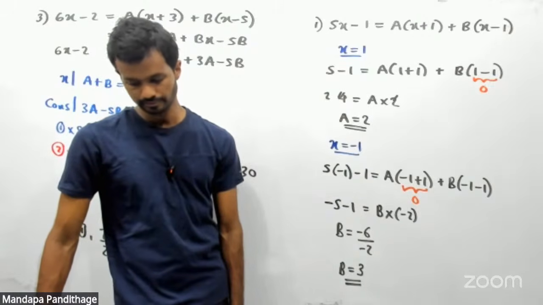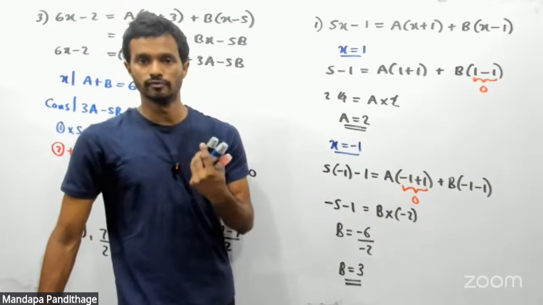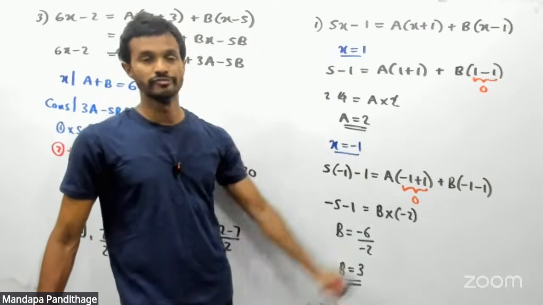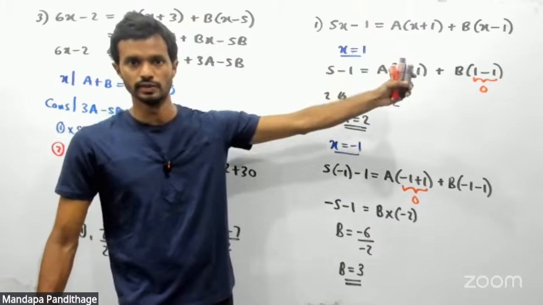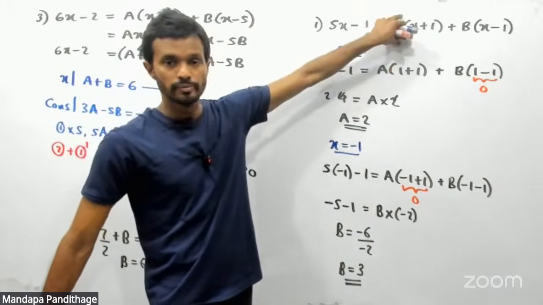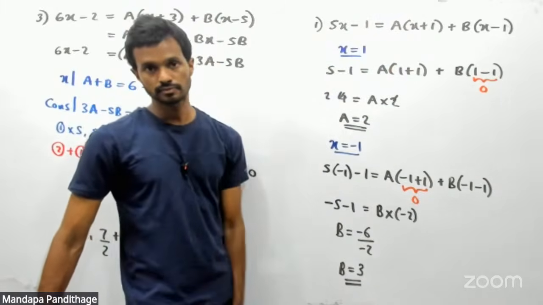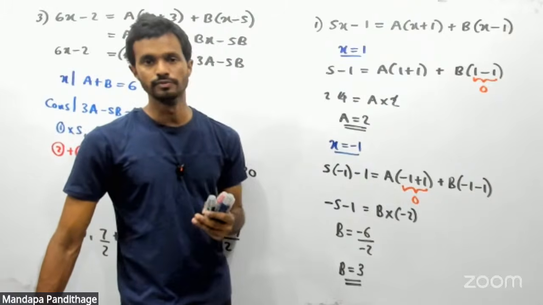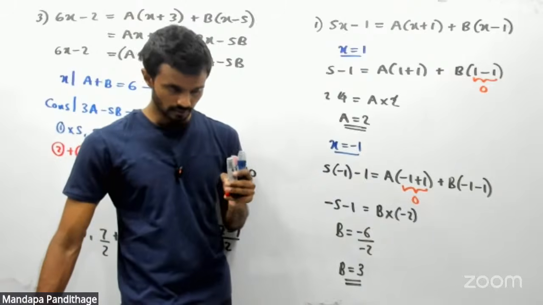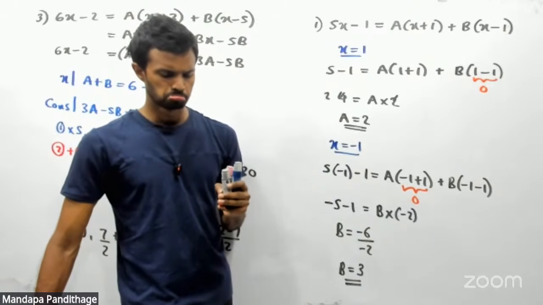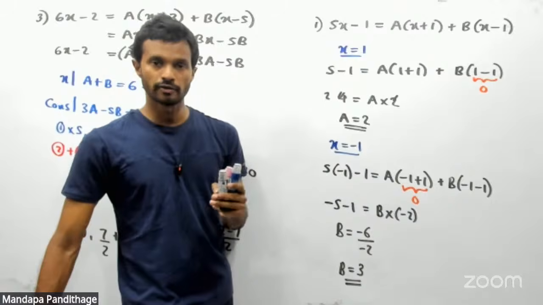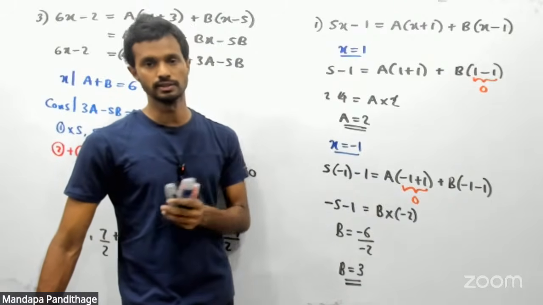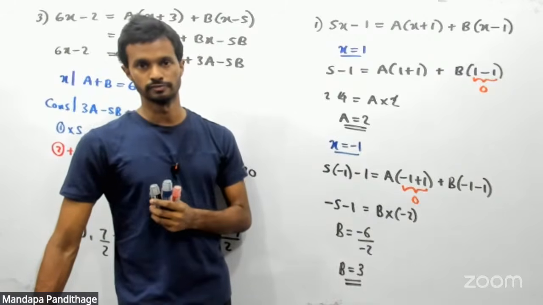Are we clear? Okay. So in the substituting values method, we substitute values for the variable in a way that some of the factors become 0. So one constant is remaining and the other constants cancel off or disappear.